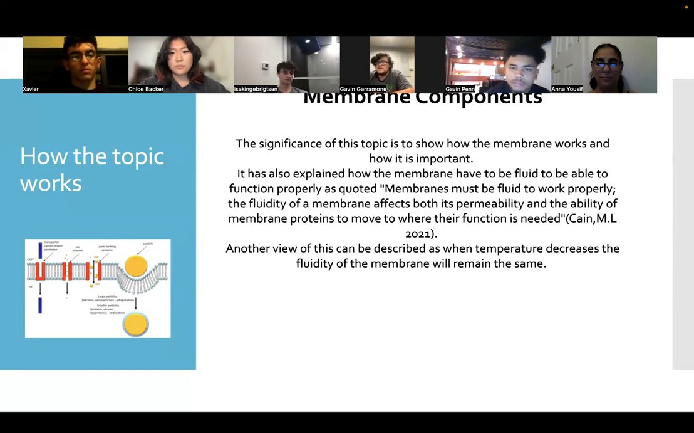It also explains how the membrane has to be fluid to be able to function properly, as quoted by Michael Kane in 2021. Membranes must be fluid to work properly. The fluidity of a membrane affects both its permeability and the ability of membrane proteins to move where their function is needed. Another one by Reese in 2016, another view of this can be described as when temperature decreases, the fluidity of the membrane remaining the same.